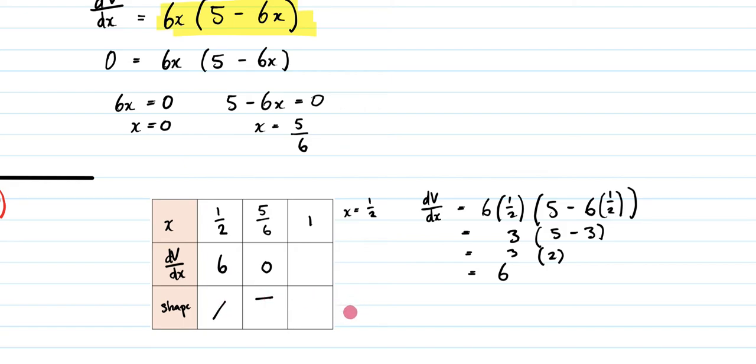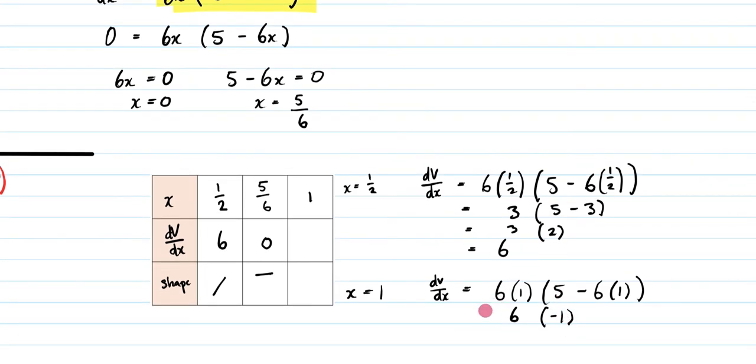If I now do the same thing, but for x equals 1, my dV/dx is going to be equal to 6 times 1, 5 minus 6 times 1, which is going to be 6 times negative 1 here, so it's going to be equal to negative 6. So let me put that in. It's going to be negative 6. Negative 6 is negative, so it's going to be going down, which therefore means x equals 5 over 6 is a local max.